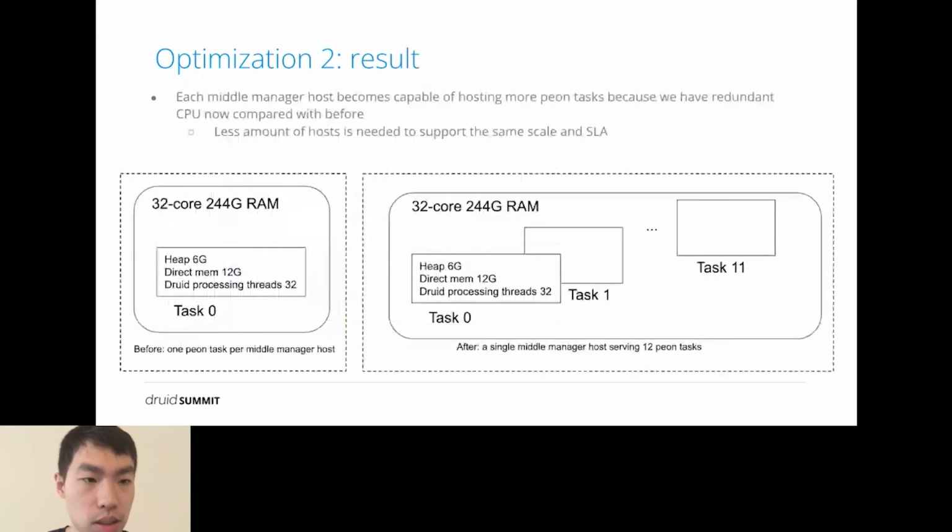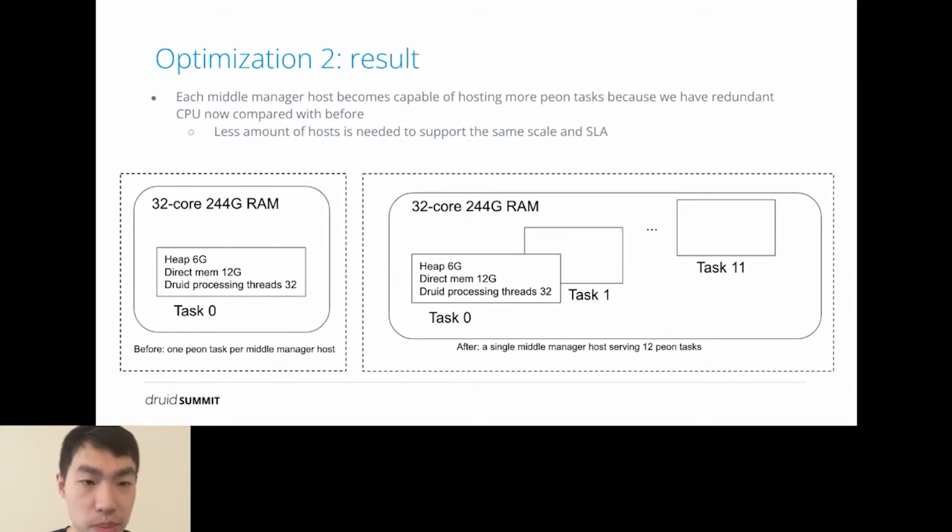So it's greatly improved. Also, previously one middle manager could only host one PN task, because on a 32 core machine the scanning was really inefficient per scan. One PN task with 32 processing threads was using up all 32 cores, so we could not put more than one PN task on one 32 core machine. But with this change, we suddenly have redundant CPUs compared with before. So we are able to put more than one PN task on one 32 core machine and let them share. In this case, we are able to put 12 PN tasks on there. That means we are able to use fewer hosts to support the same SLA and scale, while saving some cost.